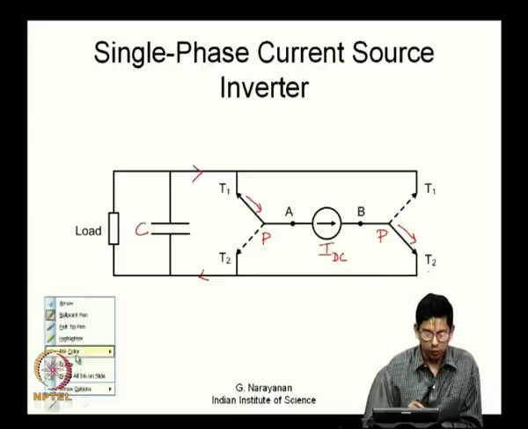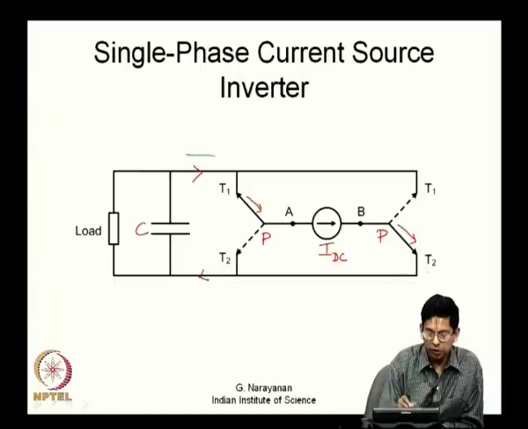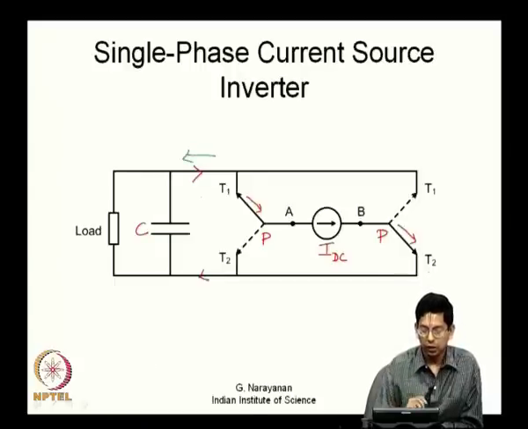Alternatively, let us say you want the current to flow in an opposite direction. Let us say you want the current to flow in this direction. So, if you want the current to flow in this direction, it flows here.